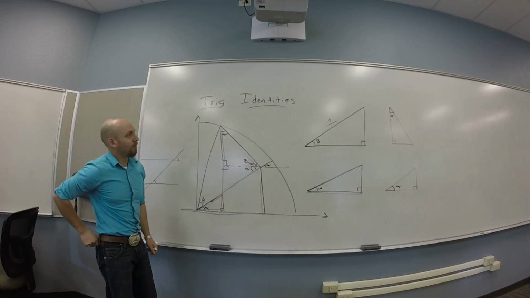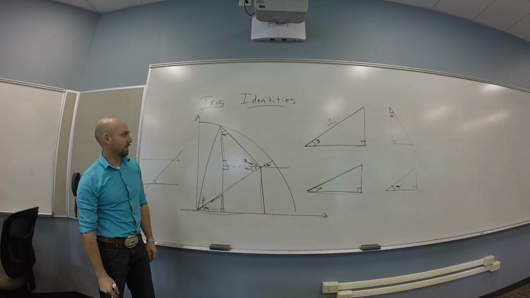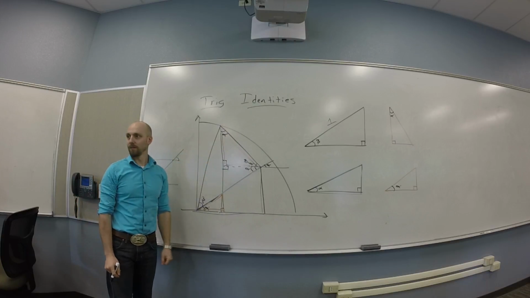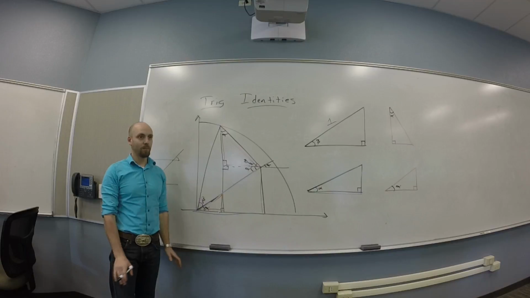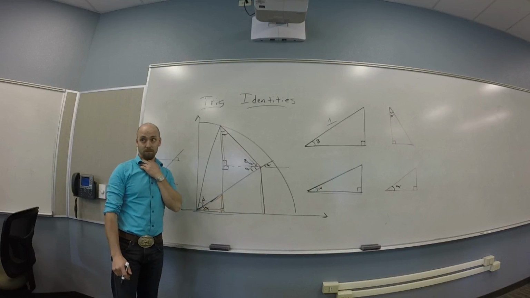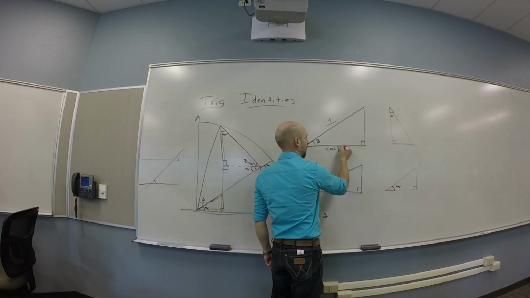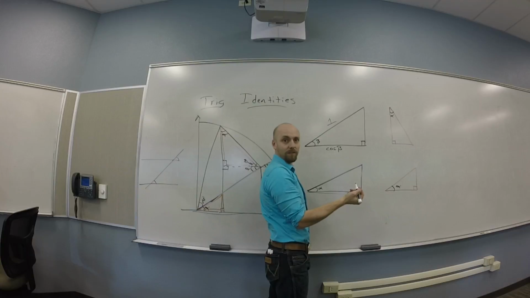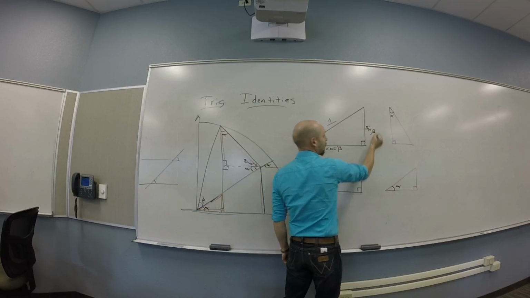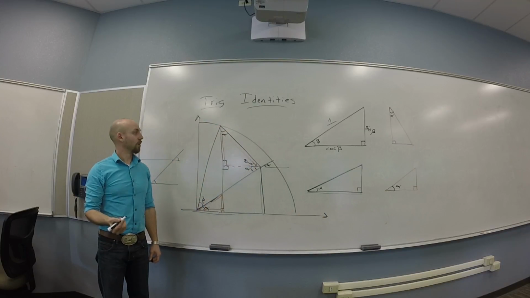Okay, so let me see if I can answer maybe the easiest question. In the beta triangle, what are the 2 sides? Right, that's the full-size beta triangle. Cosine beta for the adjacent side, right? And sine beta for the opposite side. You guys with me on that? Okay.